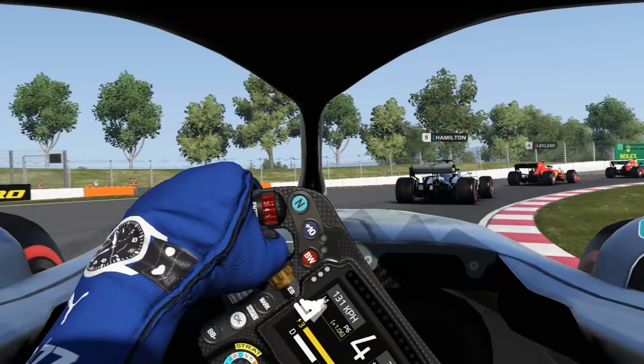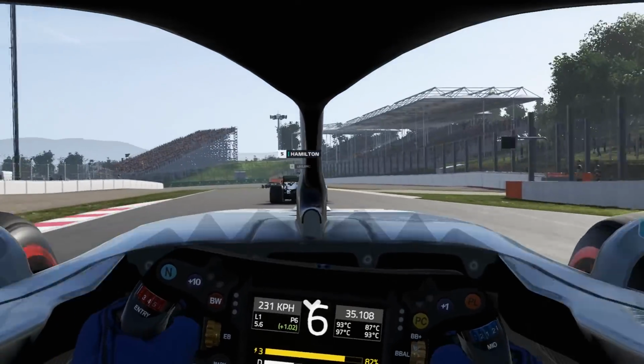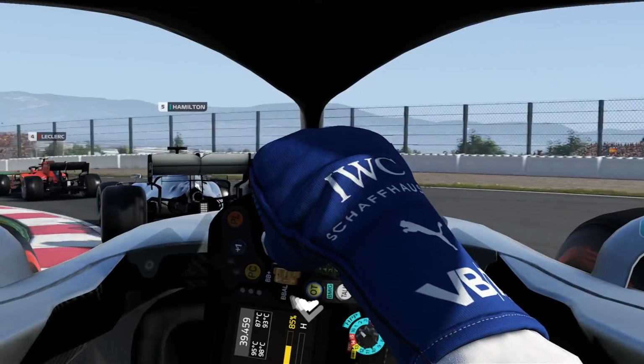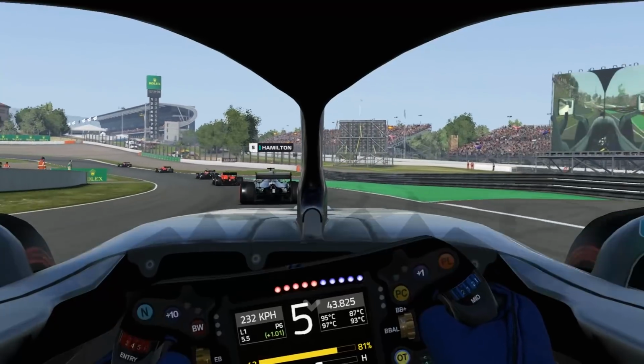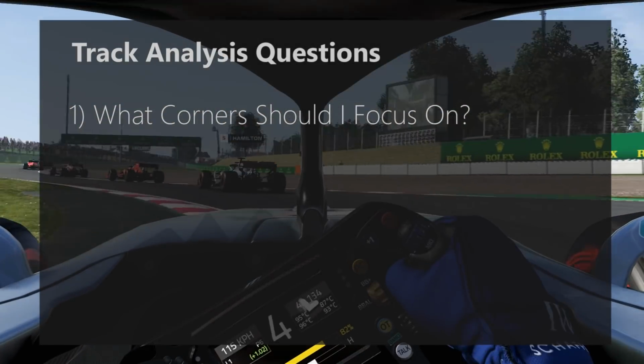Before we start working on the car setup, we first need to ask ourselves a few questions and analyze some data about the track itself. That way we can identify some things that we need to focus on when we're creating the car setup. And the first question we need to ask is, what corners are going to give me the most time benefit if I focus on them?